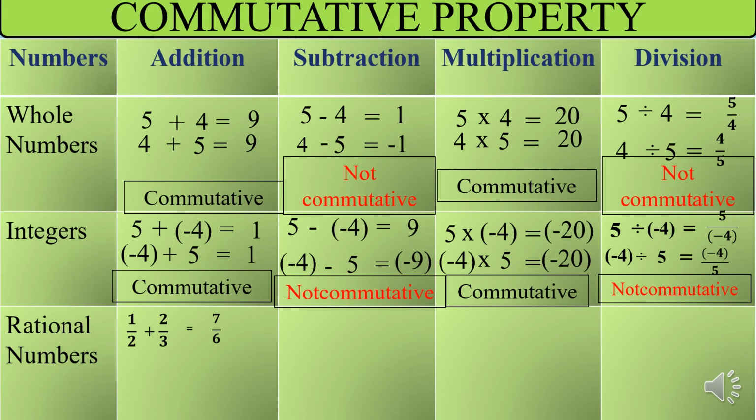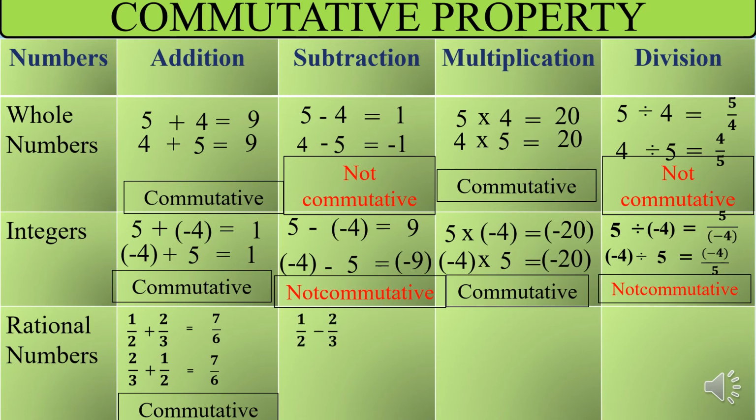Now let's change the order of the rational numbers. So when we write 2 upon 3 at first place and 1 upon 2 at second place, and when these two numbers are added, we get answer 7 upon 6. Here we got same result. So we can say that addition is commutative for rational numbers.